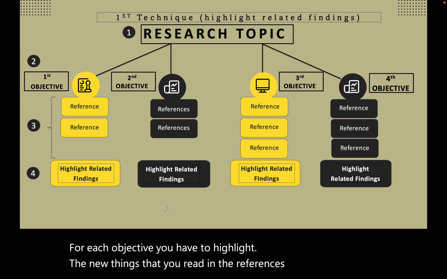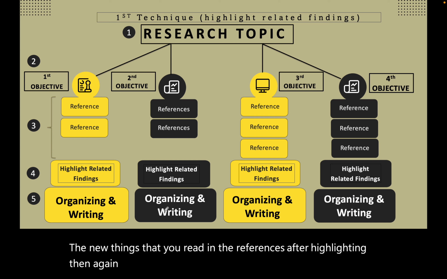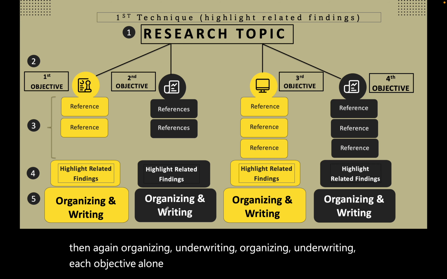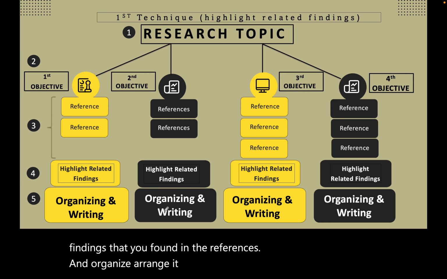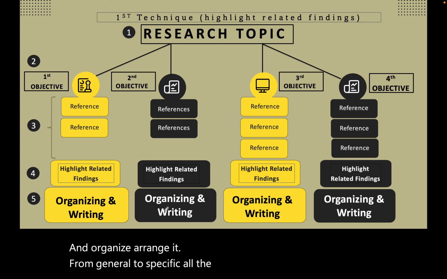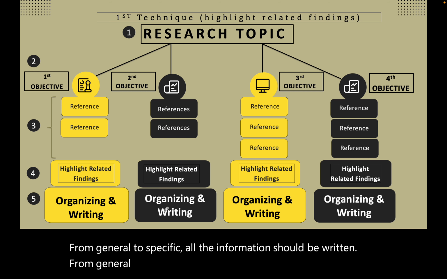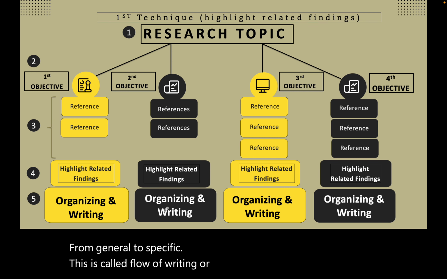After highlighting, then again, organizing and writing. Organizing and writing each objective alone. You have to organize all the information, all the findings that you found in the references, and arrange it from general to specific. All the information should be written from general to specific. This is called flow of writing or organization of the text.